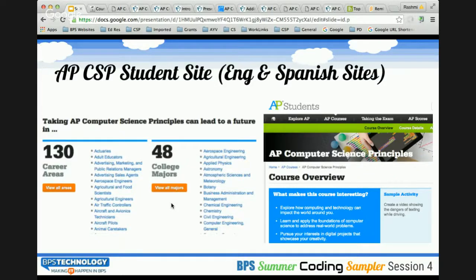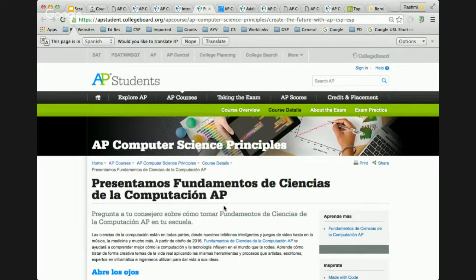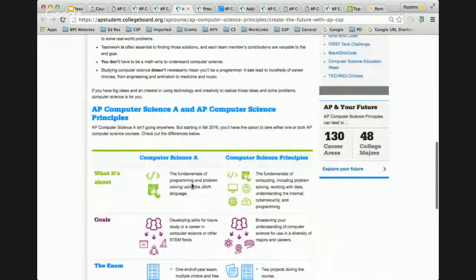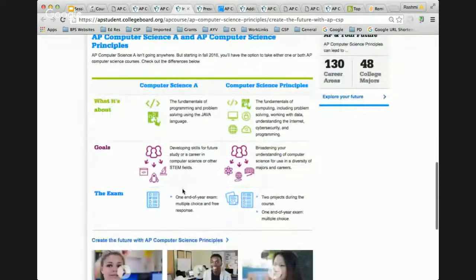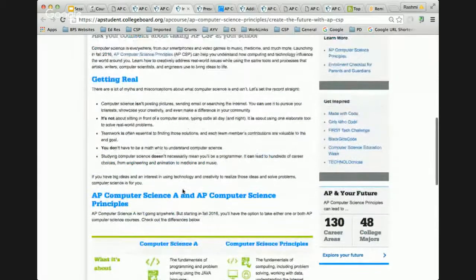This is the ABCSP student site. There is an English version and then there is a Spanish version, which was really great. This was highly recommended, so they actually went ahead and launched this. So you can see there are a lot of resources for students, and this diagram that we looked at in terms of how these two are different is right from here. So it's a really great source.